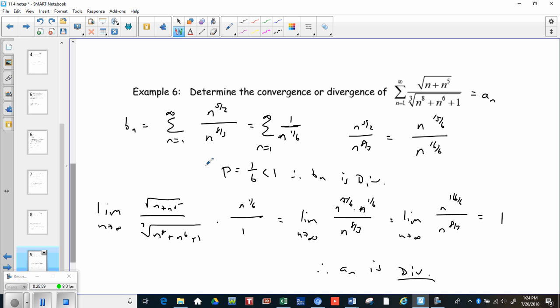All right, there you go. There you have it. There are the two comparison tests, the limit and the direct comparison test.